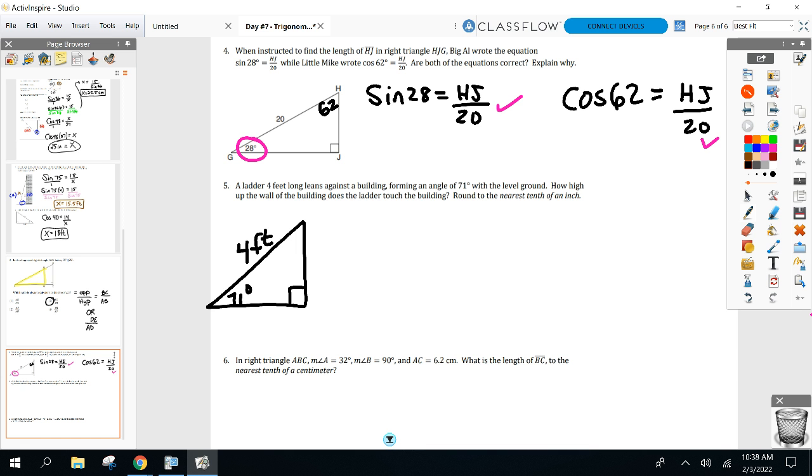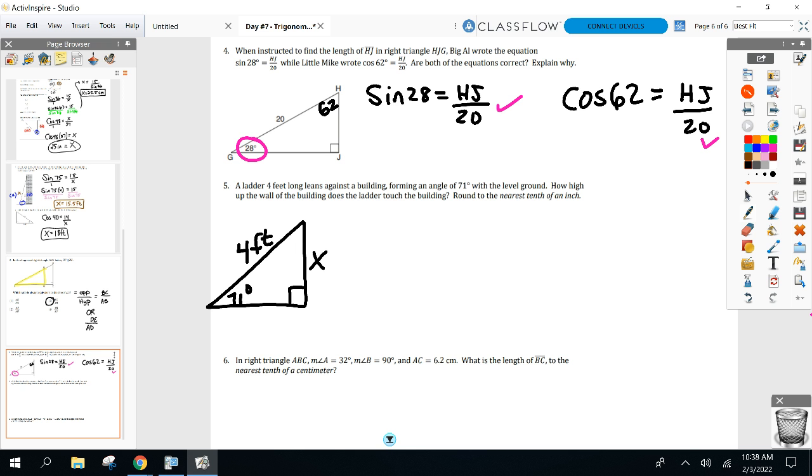Touch the building. Here's the ground. Here's the building. How high up does it touch? I'm looking for this leg right here. Yep. Some of you may be wondering still, why did I say only studs do this? Because it doesn't seem too bad, right?